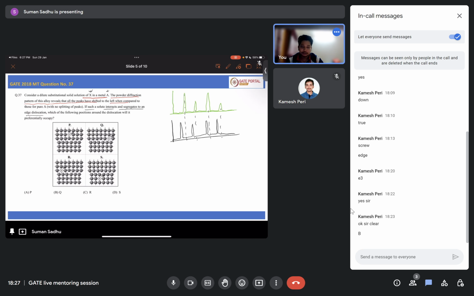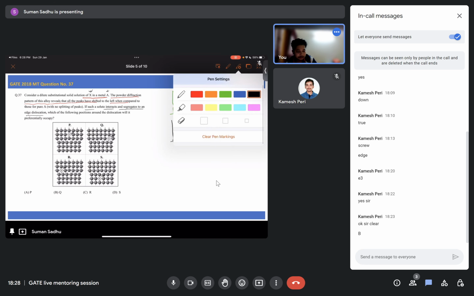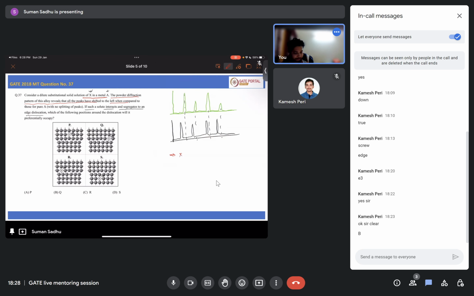All the information is given. So what should be the first approach, what should you know here in order to tell which location is preferential? From the previous question we have got an idea: if your X atom is oversized, it will go to the bottom of the dislocation line. If it is small or undersized, it will go to the top region.